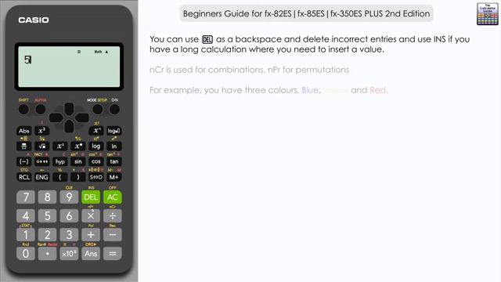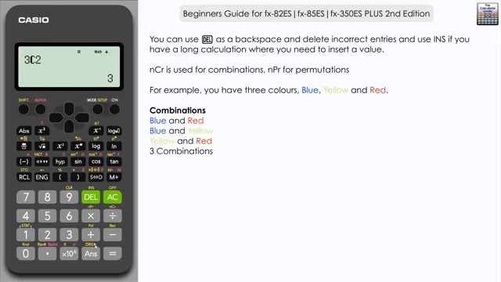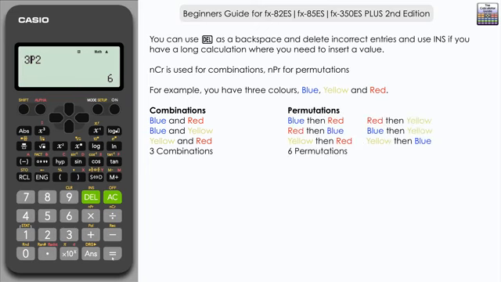Then we've got here NPR and NCR. They work out combinations and permutations. So let's say we've got 3 colours, blue, yellow and red. How many combinations of 2 colours could I make out of those 3 colours? 3, NCR 2. I've got 3 different pairs: blue and yellow, yellow and red, and red and blue. Now if the order matters, then it's a permutation, so 3 shift permutations and then 2, and that gives you 6, because you can have red and blue, and then blue then red, and so on. So that gives you 6 different permutations.